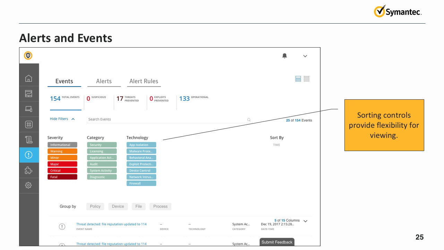You can filter views of alerts and events. Both views provide drill downs that include enhanced details. Events are informational, notable, and critical activities that take place in your environment. All events are logged as they occur and are listed in the Events tab. Sorting controls provide flexibility for viewing. You can make a selection to help you analyze events quickly to make decisions about how to tune policies in your environment.